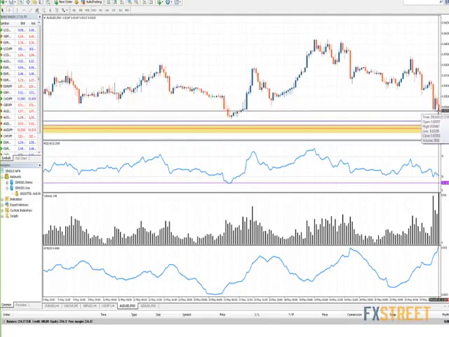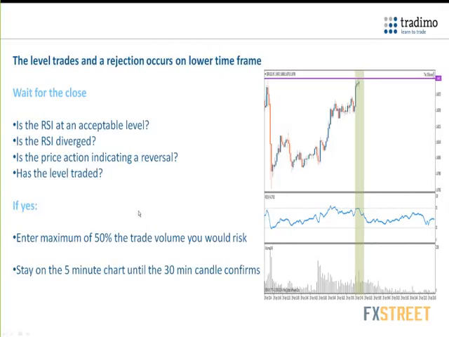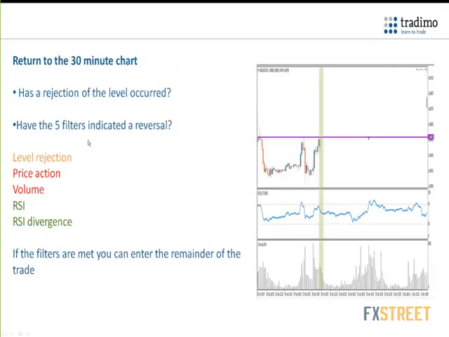We're actually in profit. So what the multiple time frame analysis will do is it will allow you to hopefully optimize your entry. Okay. Now, once we have a look at the 30-minute chart, we need to put the rest of our trade on.